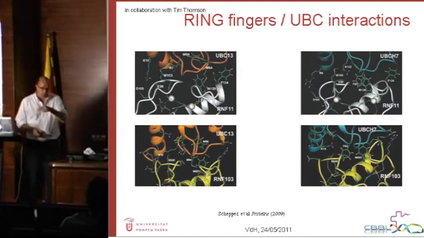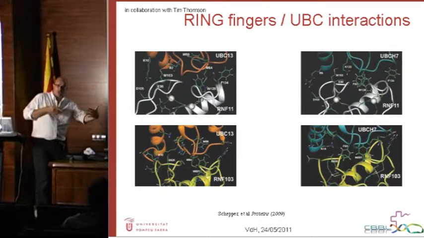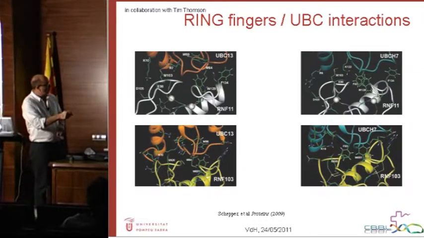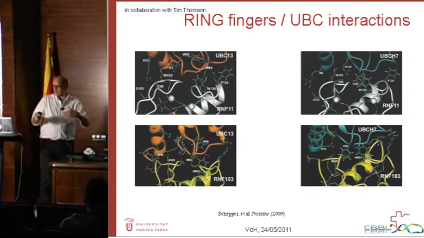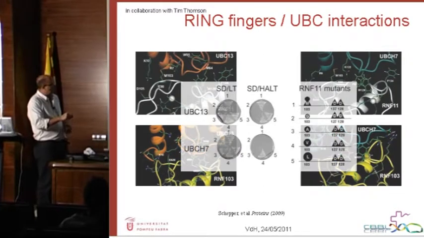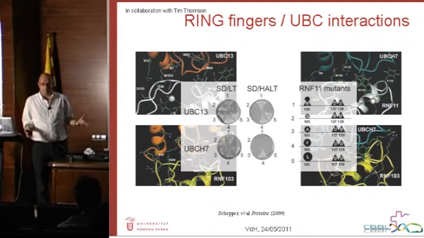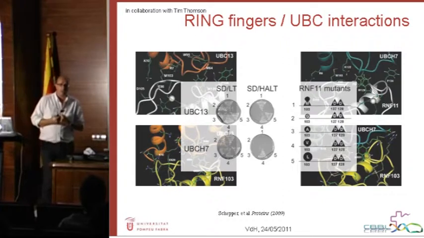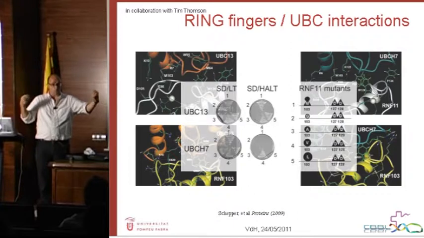This is another example of the application of what I just said. This is a collaboration with Tim Thompson at the CSIC. In that case, they had this interesting pattern of interaction and non-interaction between ubiquitin conjugating proteins and ring fingers. And they realized that in some cases, some of them interact, in some other cases they do not interact. Okay? And they wanted to understand why. And eventually they came to us asking, can we recover the interaction? So if some guys are not interacting, can we recover the interaction?